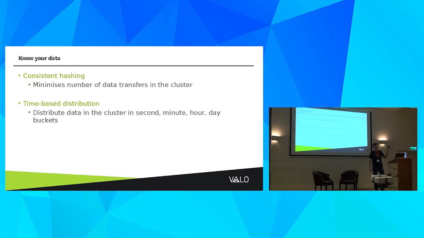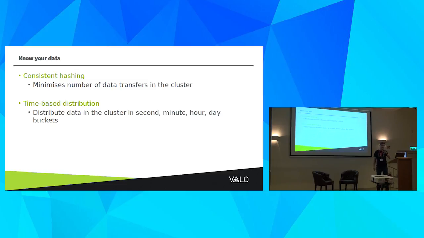What we're basing this on in Valo is, first of all, consistent hashing. It basically gives you a hash that doesn't change a lot when you add new nodes to the cluster. So if I increase the size of my cluster with a few nodes, maybe just 5% of the data will have to be sent around in the cluster.